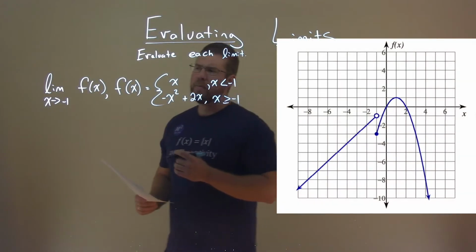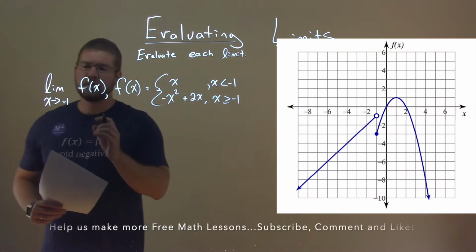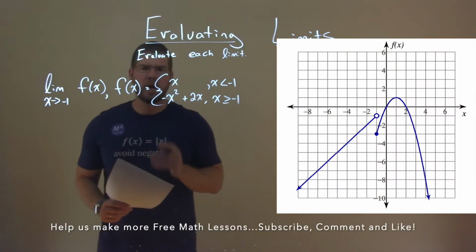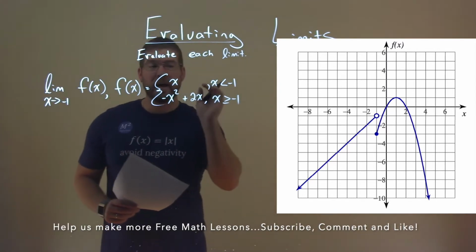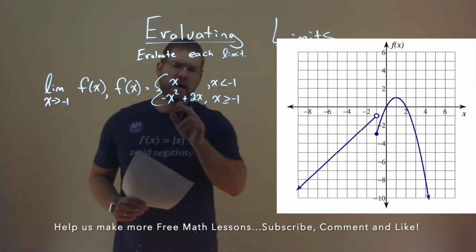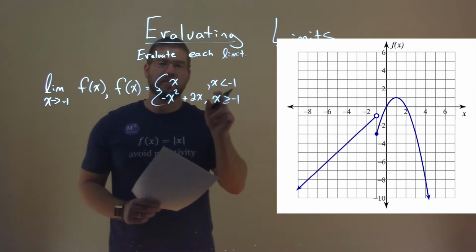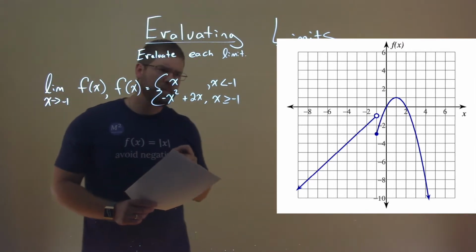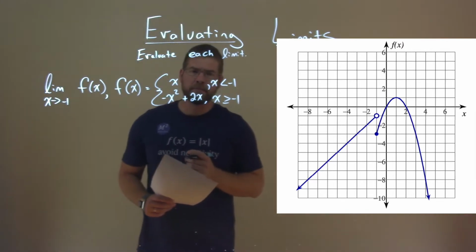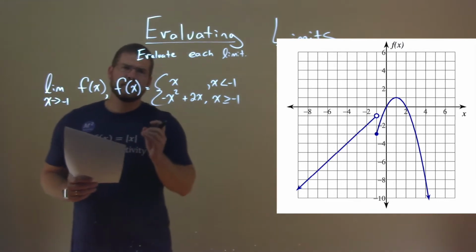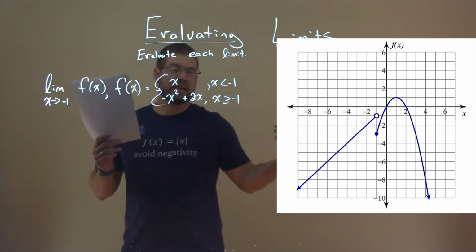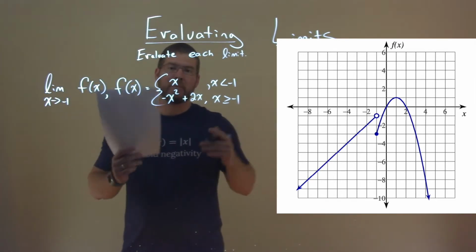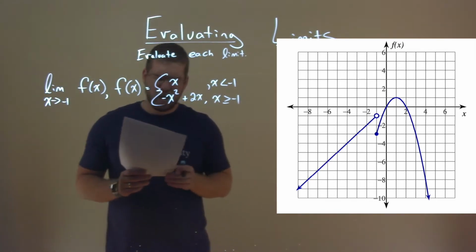We're given this problem right here, the limit as x approaches negative 1 of f of x, where f of x is equal to the piecewise function x when x is less than negative 1, and negative x squared plus 2x when x is greater than or equal to negative 1, and we can see the graph here. Well, we need to find this limit at x equals negative 1. So we have to see both sides from the left and the right where it comes together there. Okay, so where are they approaching?